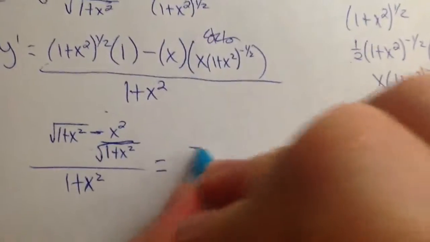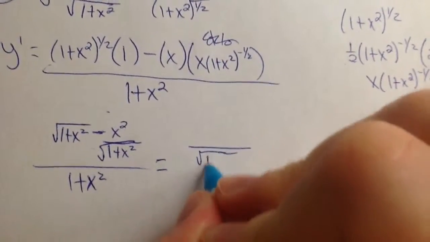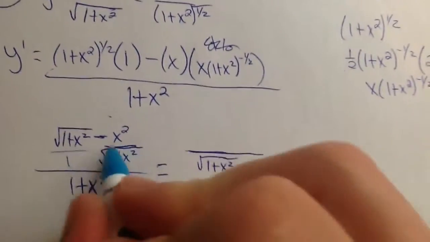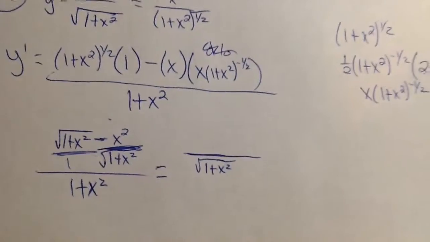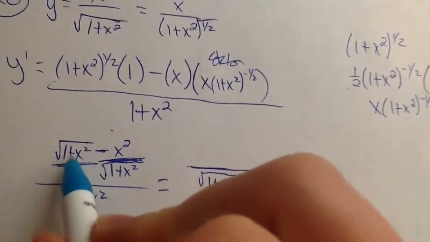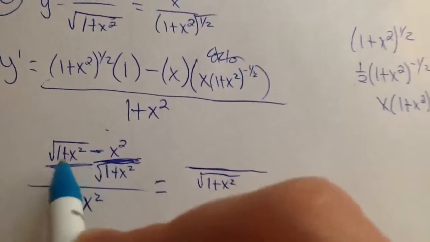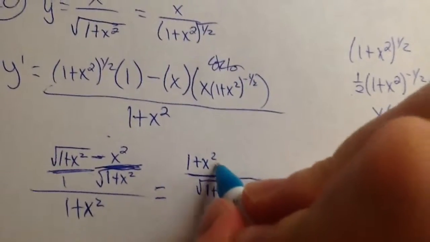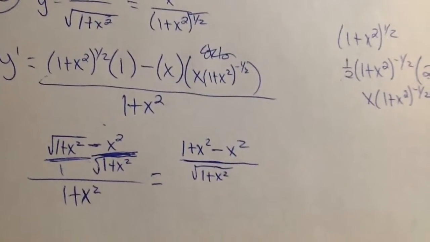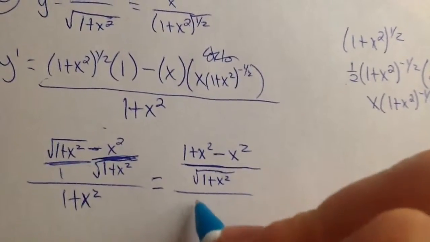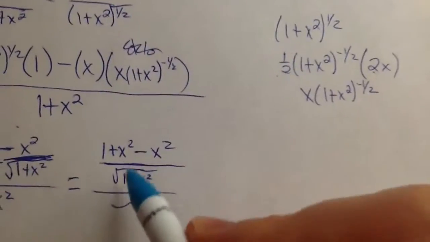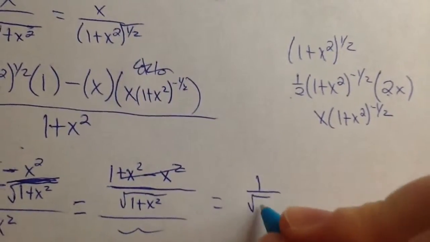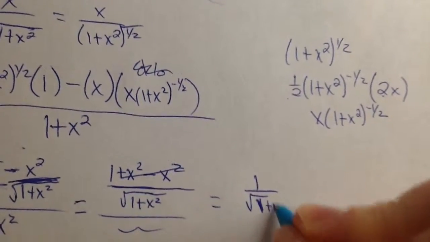So on top, the common denominator would be the square root of 1 plus x squared, right? Because that has 1. So this one on top, I have to multiply by the square root of 1 plus x squared. If I multiply square root times square root, I just have 1 plus x squared. This one already had the common denominator, so I'm going to have minus x squared. And this thing is still on the bottom. Now on top, you see x squared minus x squared is 0. So now I have 1 over the square root of 1 plus x squared.